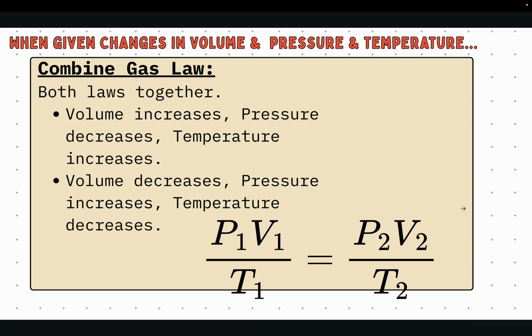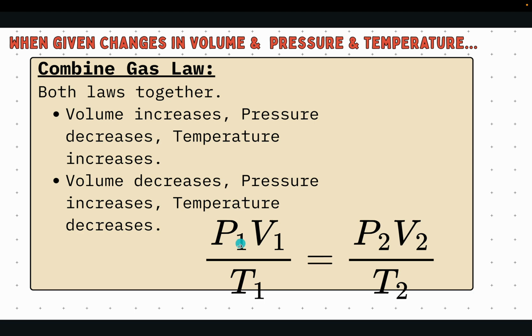Then we're going to look at changes in all of them, volume, pressure, and temperature. We're going to use what's called the combined gas law. Volume increases, pressure decreases, temperature increases. Volume decreases, pressure increases, temperature decreases. Basically, these are going to explain the relationships, but remember, they will not always be true. It depends on what the question is asking or how it's worded. I'll show you an example in the future.